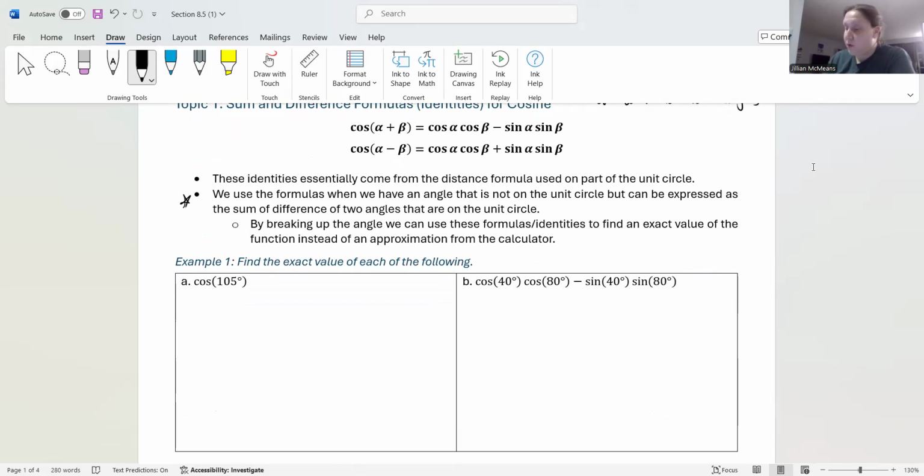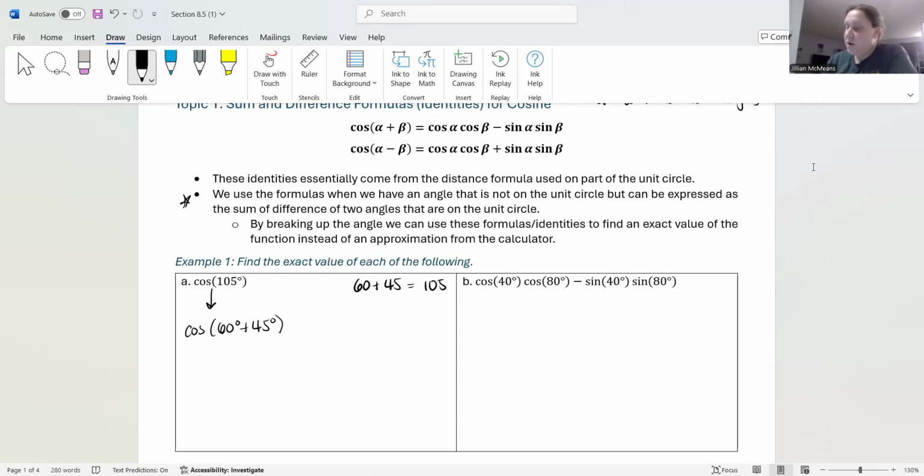And what comes to mind for me right away is 60 plus 45 equals 105. So start thinking about the angles that are on the unit circle that we're familiar with, and see if there's a way that you can play on those either by adding or subtracting to get the angle that you're essentially given, that theta. Okay, so what I want to do is rewrite cosine of 105 degrees as cosine of 60 degrees plus 45 degrees. So I have a sum here.